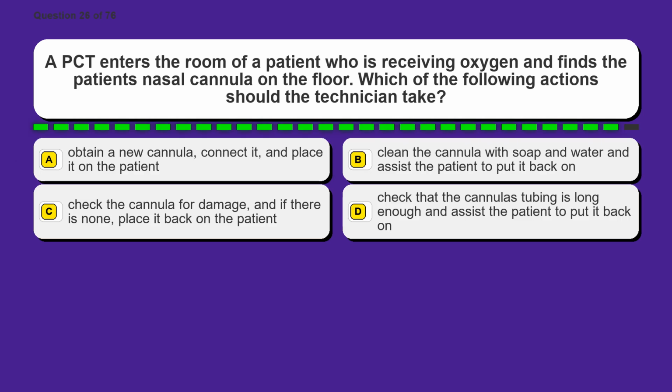Question 26. A PCT enters the room of a patient who is receiving oxygen and finds the patient's nasal cannula on the floor. Which of the following actions should the technician take? Option A, obtain a new cannula, connect it, and place it on the patient. Option B, clean the cannula with soap and water and assist the patient to put it back on. Option C, check the cannula for damage, and if there is none, place it back on the patient. Option D, check that the cannula's tubing is long enough and assist the patient to put it back on.